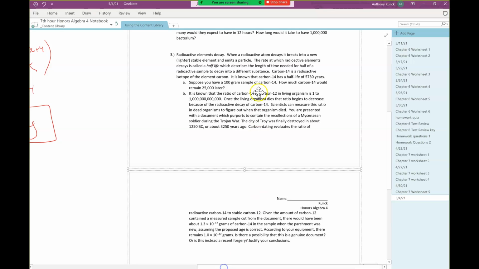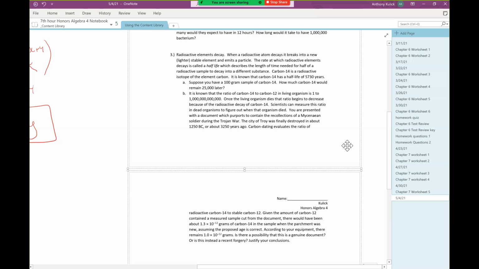Let's see here. Radioactive decay. When a radioactive atom decays, it breaks into a new lighter stable element and emits a particle. The rate at which radioactive elements decay is called a half-life, which describes the length of time needed for half of the radioactive sample to decay into a different substance.